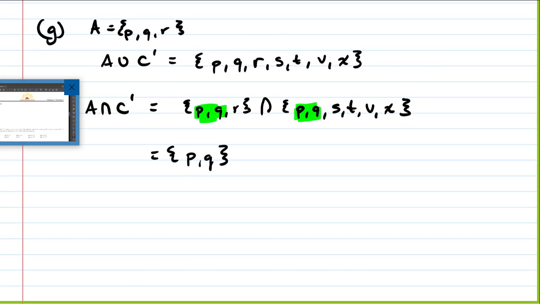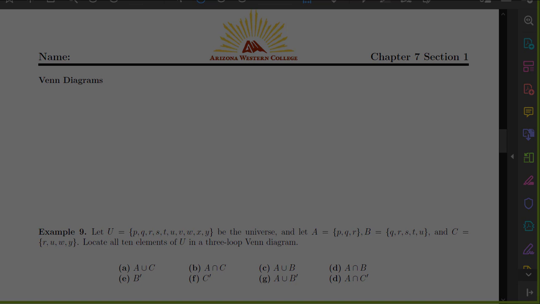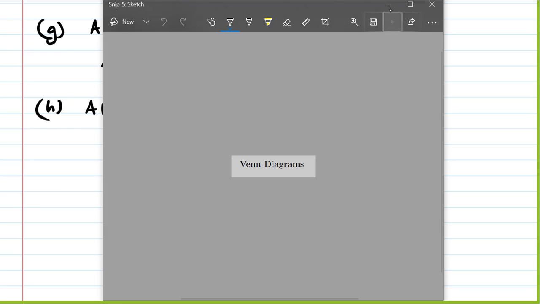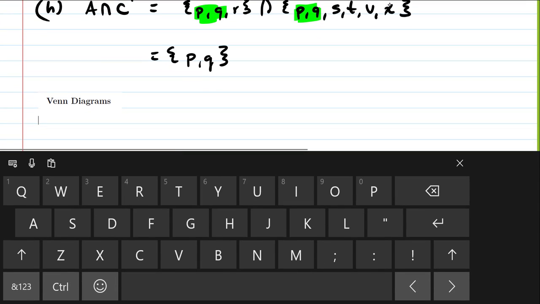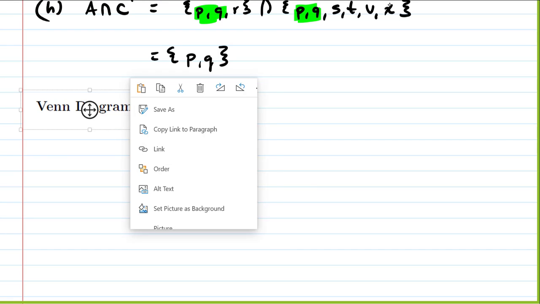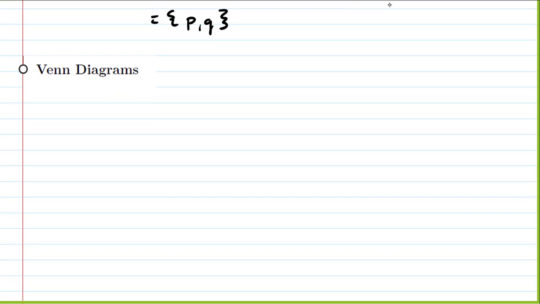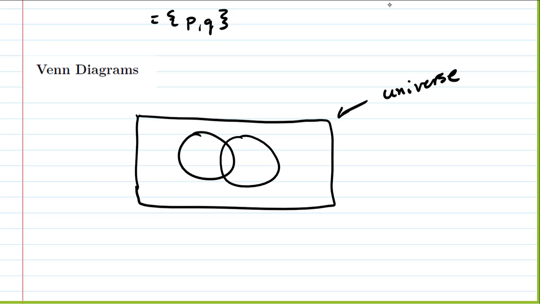So we did all of these set operations by hand. We want to talk about the idea of what is called a Venn diagram. Venn diagrams are a visual way to represent sets. In a Venn diagram, the universe is represented by a rectangle, and sets are represented by circles.